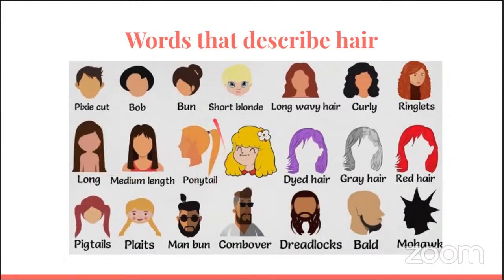And here we have another style on how we make our hair look, like the ponytail. Dyed hair whenever we color our hair. Gray hair, red hair. We have the pigtails. We have the plaits, in which we braid our hair. We have the man bun, the comb over, which is like Elvis Presley style, the dreadlocks.